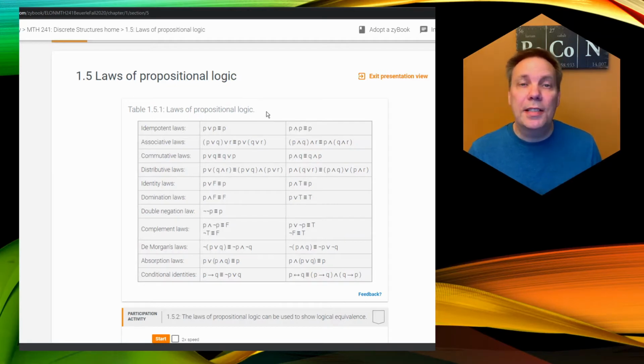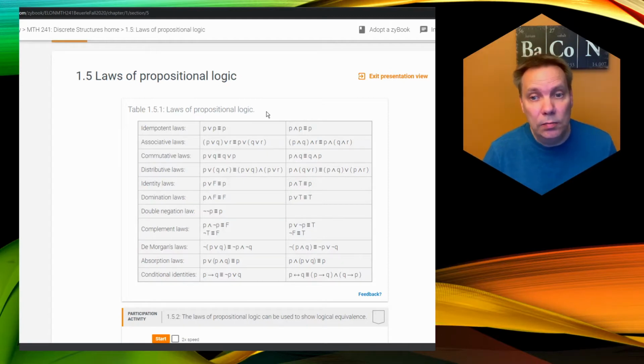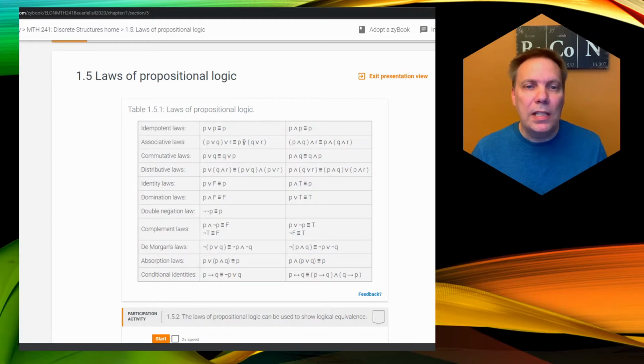Now, just like with arithmetic, we have associative laws and commutative laws. Basically, the associative law says that you can group things any way you want, in either the or the and. The commutative says you can do them in any order that you want. Addition, 2 plus 3 is 3 plus 2. That's the commutative law.